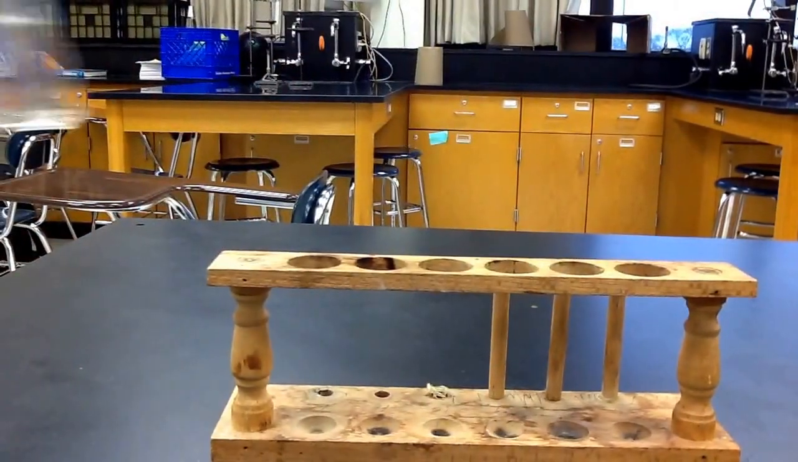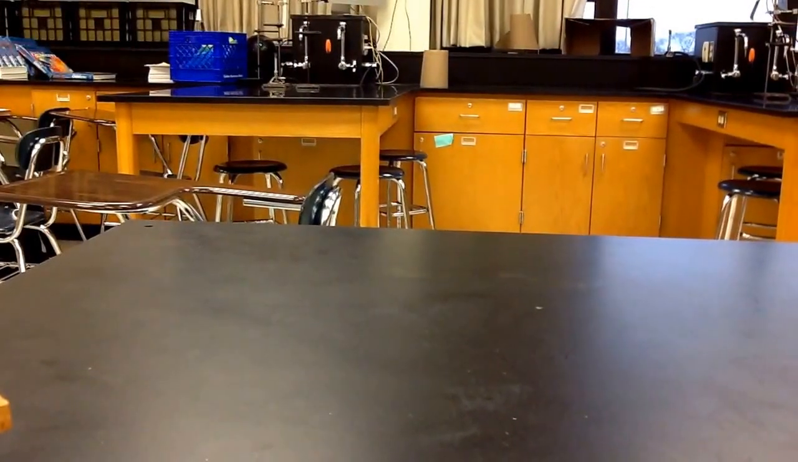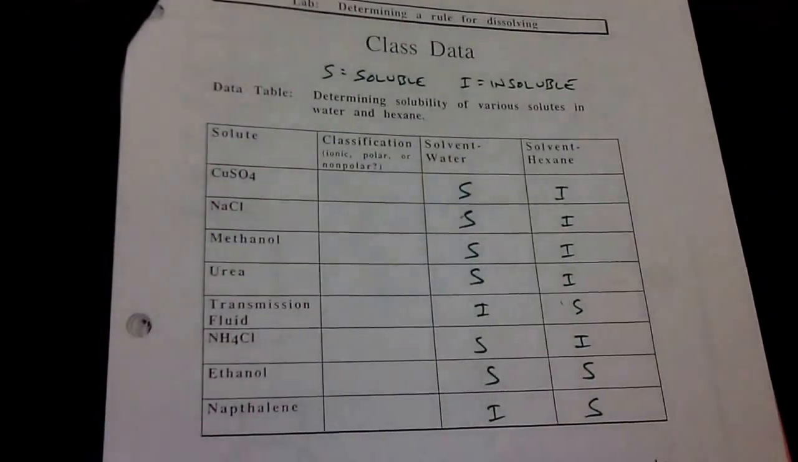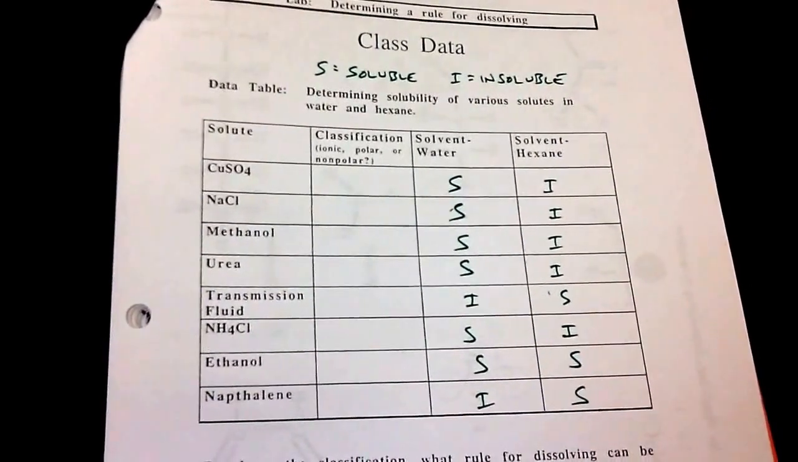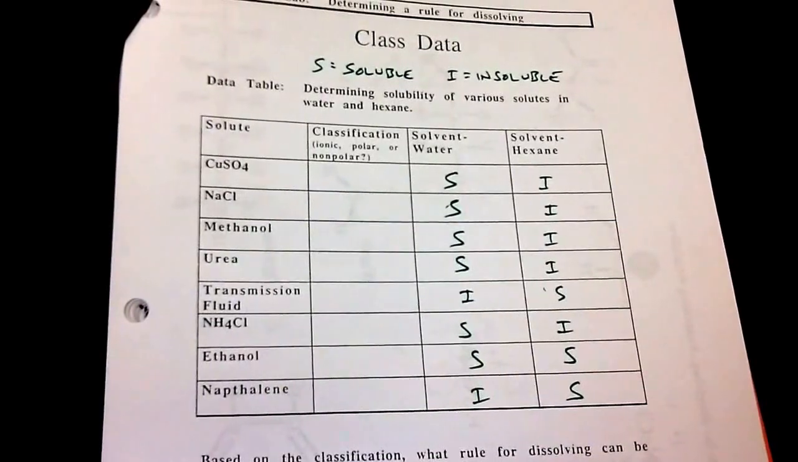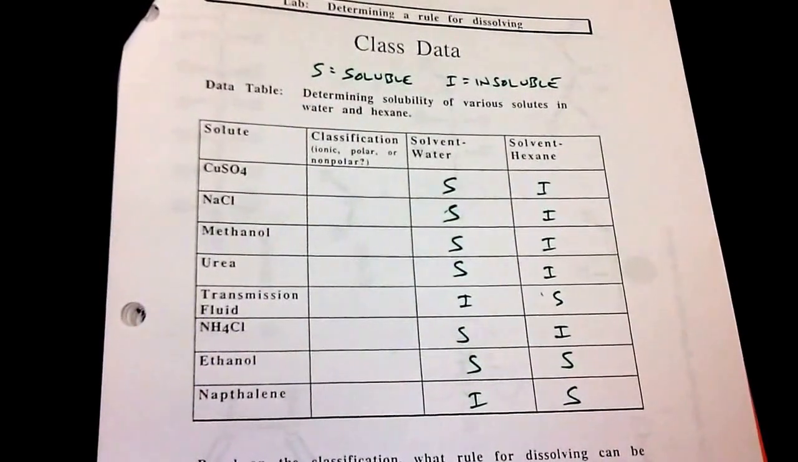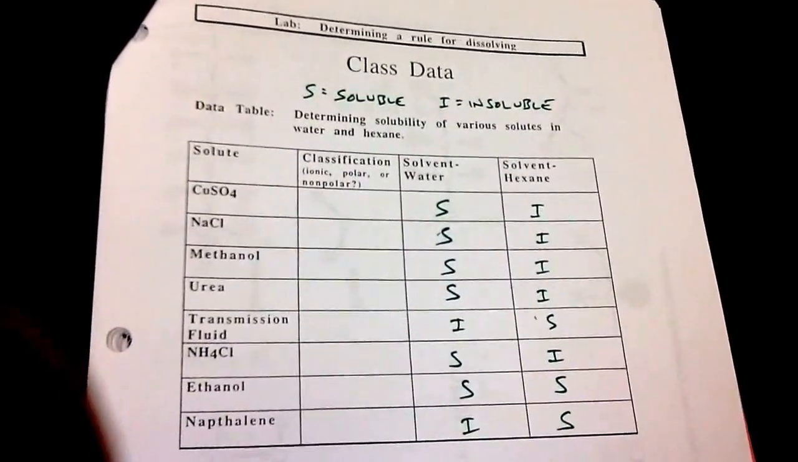Now, once we do this, we can look at our rule for dissolving. So far, we have our results here from our lab, and we see that copper sulfate is soluble. Most of these things are soluble in water, but not in hexane. Water is a universal solvent, so it dissolves a lot of things. What we have next is to discuss what our rule for dissolving is.